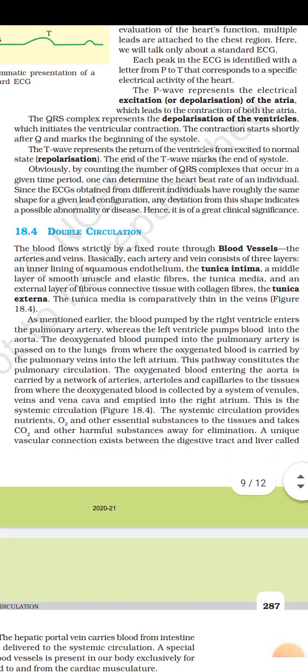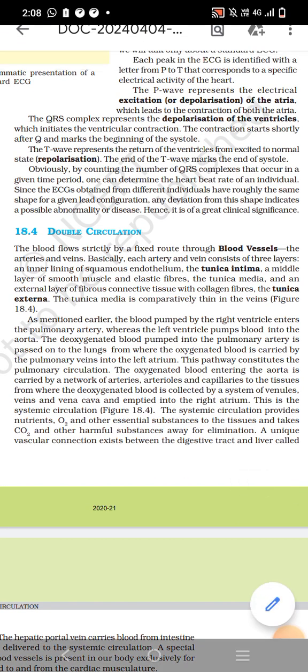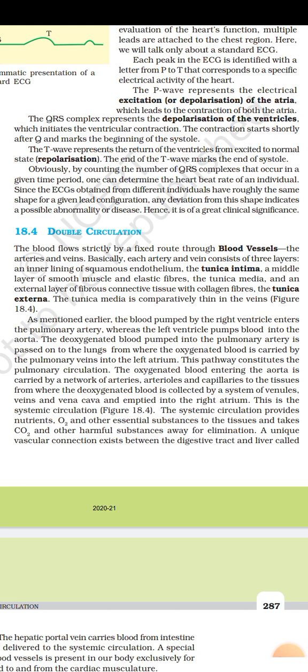As mentioned earlier, blood pumped by the right ventricle enters the pulmonary artery, whereas the left ventricle pumps blood into the aorta. The deoxygenated blood pumped into the pulmonary artery is passed on to the lungs, from where the oxygenated blood is carried by pulmonary veins into the left atrium. This pathway constitutes the pulmonary circulation.